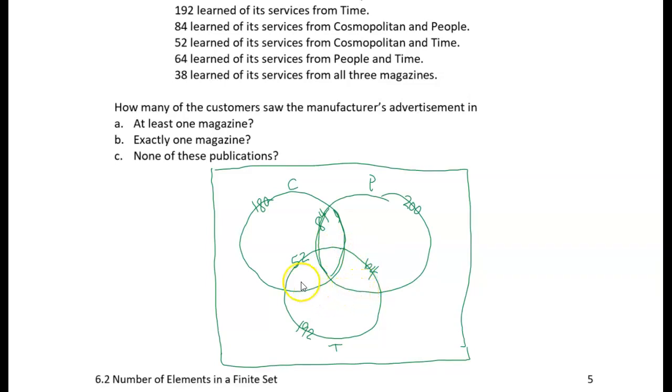And then finally, we're told that 38 learned of the service from all 3 magazines. So that I can write right in the center. This should be 38. 38 people learned of the service from all 3 magazines.